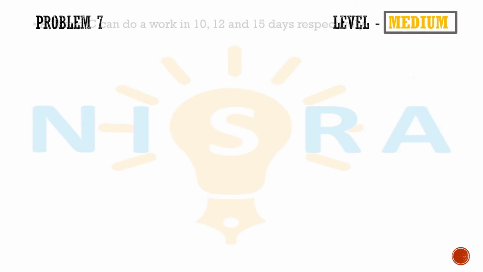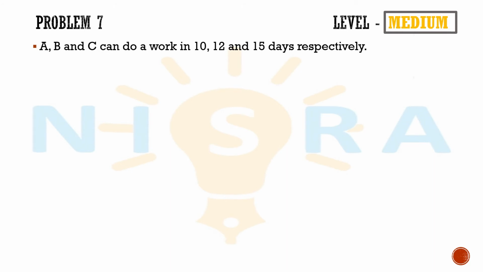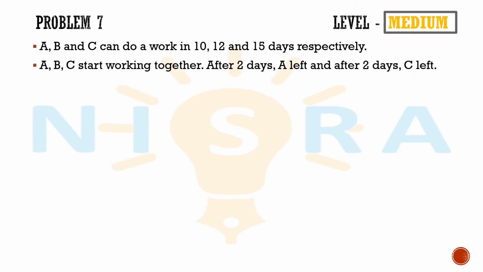Now we look into problem 7. A, B, and C can do a work in 10, 12, and 15 days respectively. A, B, and C start working together. After 2 days, A left, and after 2 more days, C left. In how many days was the work completed?